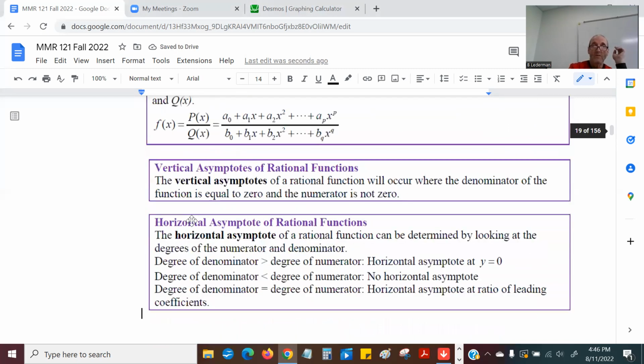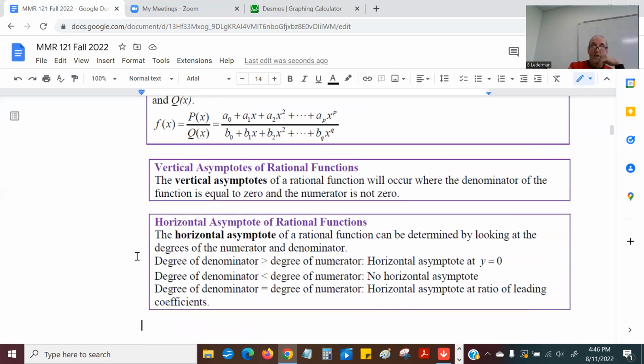Okay. So if the denominator has a greater degree than the numerator, then the horizontal asymptote is going to be y equals 0. If the denominator has a lesser degree, then there won't be any horizontal asymptote. And if the degree of the denominator is equal to the degree of the numerator, then it's going to be the ratio of the leading coefficients, that was the example I showed you previously. Again, this is all stuff that you learned in algebra, and this is just a brief calculus review.